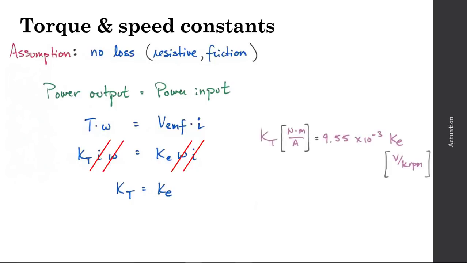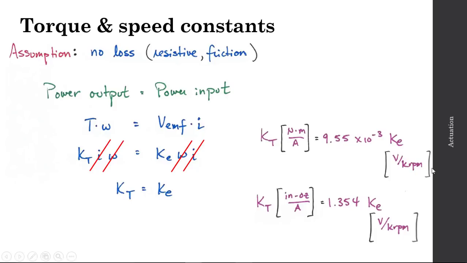Now we had defined these in different units, so if we're going to say they're equal, we need to take that into account. So KT, when provided in units of newton meters per amp, will be 9.55 times 10 to the minus 3 times KE, where KE is now in units of volts per kilo RPM. Another common unit that you'll see for the torque constant is inch ounces per amp. And in this case, we're going to multiply 1.354 times KE in the case where KE is provided in units of volts per kilo RPM. So take note, in both cases, KE is provided in units of kilo RPM.